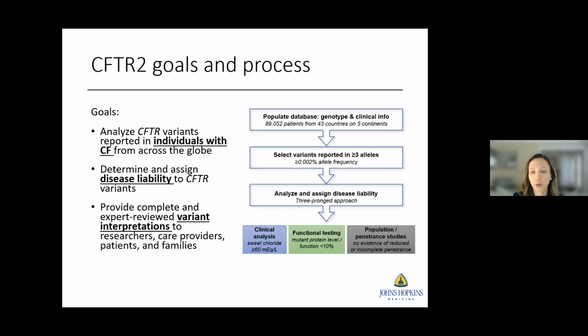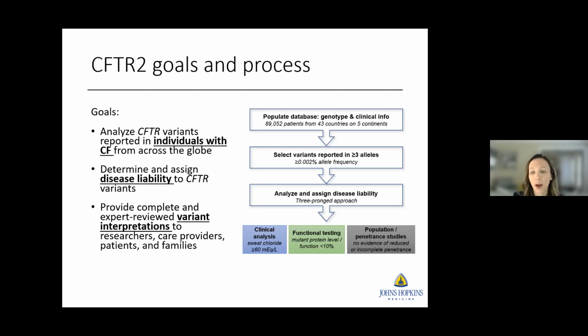And we have a 3-pronged approach, where we look at 3 different characteristics associated with these variants. One is clinical analysis. So do the patients with them look like they have CF? Do they have clinical evidence of disease? Another is functional testing. And that gets into identifying where in that functional schematic a variant might have an impact. Is it in the folding stage? Is it in the protein function stage of getting that gate open?